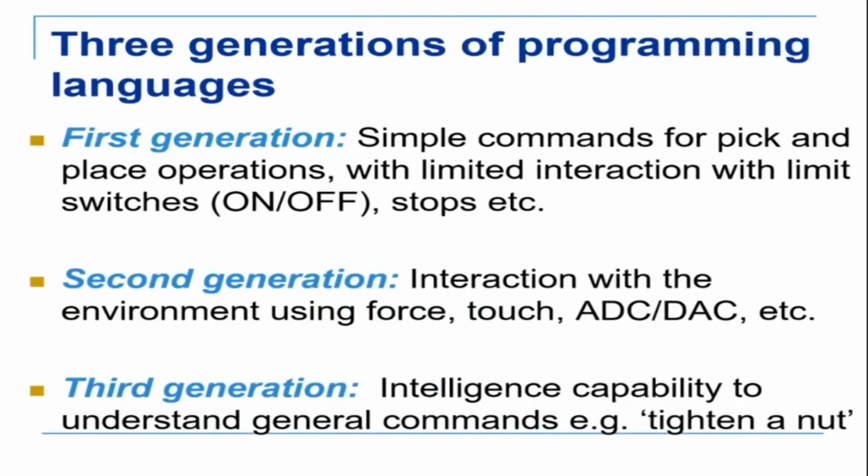Now, in terms of languages, there are 3 generations of programming languages. We saw that robots were essentially invented somewhere around the 1960s. With the invention of the microprocessor came robotics and NC machines. So the first robots made around the 1960s were very simple robots. They were very simple in the sense that they were only for pick and place operations and had very limited interaction with the environment.